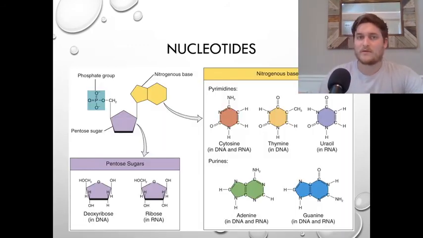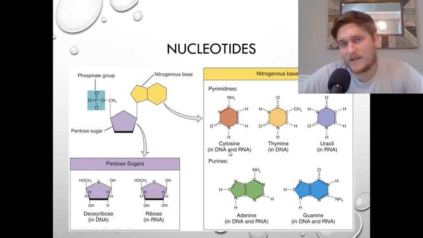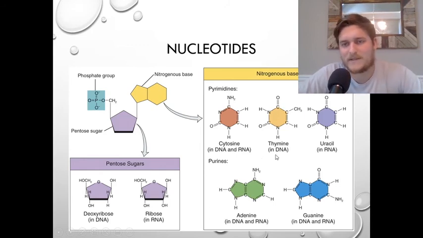Here we're going to break down nucleic acids a little bit more. We see again that phosphate group bound to the pentose sugar, which is either deoxyribose in DNA or ribose in RNA. And then we have these nitrogenous bases. We have cytosine, thymine, adenine, and guanine, which are found in DNA. Cytosines are going to bind to guanines. These two will always bind to one another. And then thymines are always going to bind to adenines in DNA.